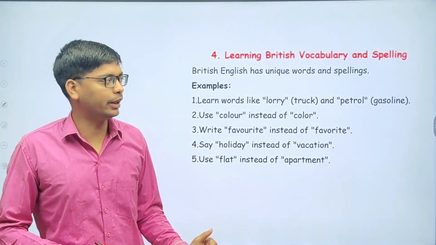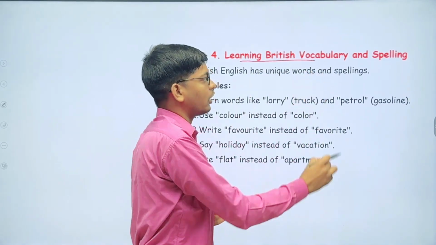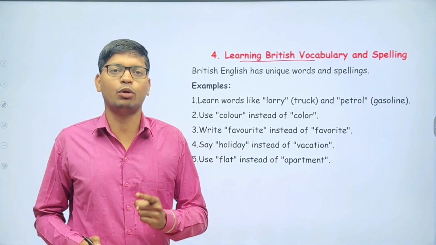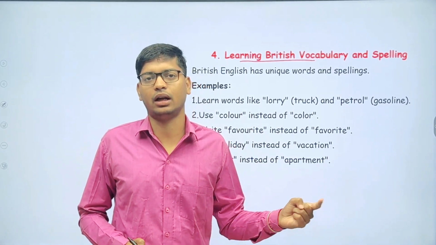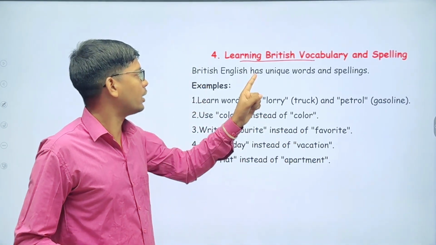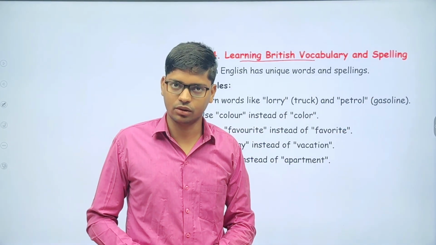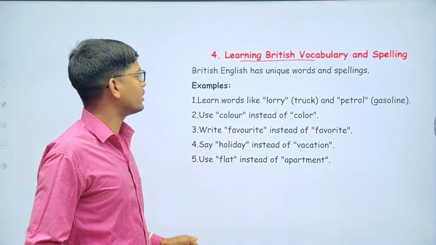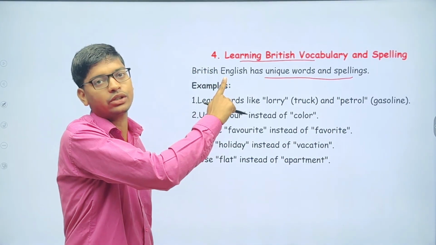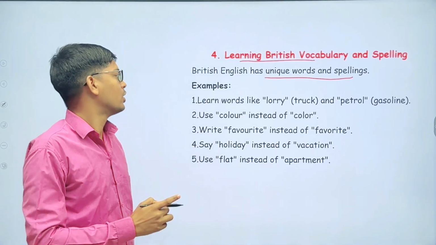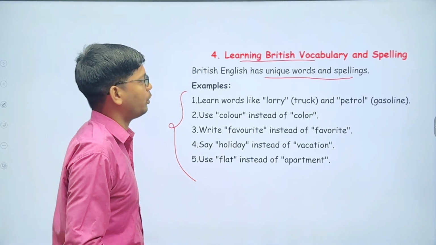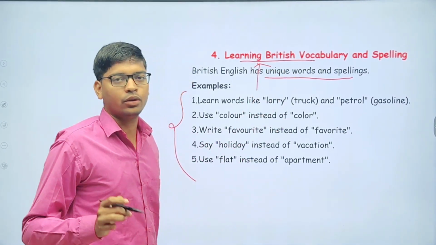Our fourth method is learning British vocabulary and spelling. If you want to speak like a British English speaker, you have to learn British vocabulary and spelling. British English has unique words and spellings, so you have to know them. So how to do it?